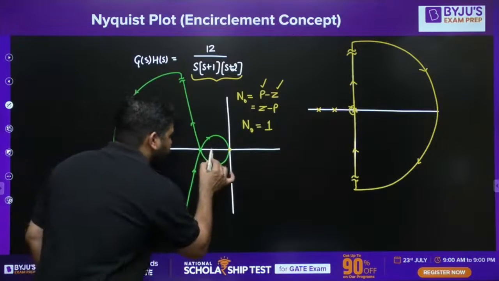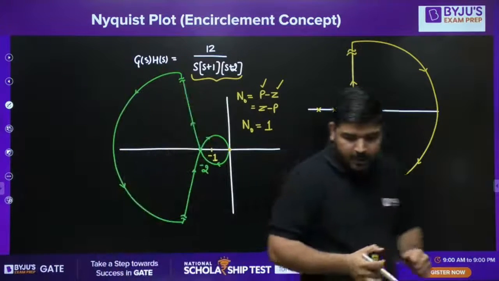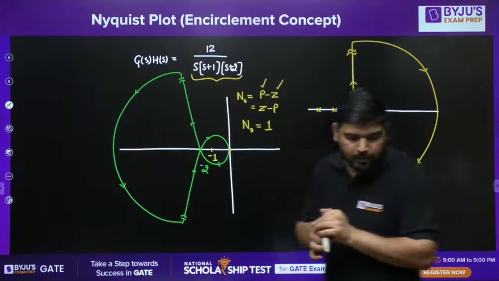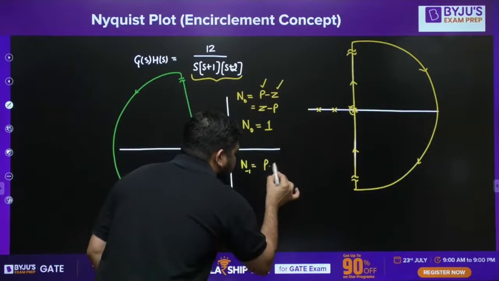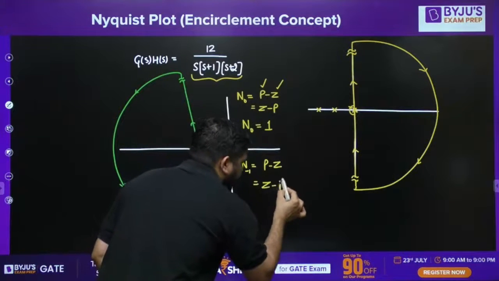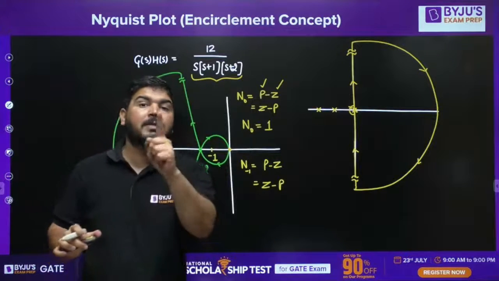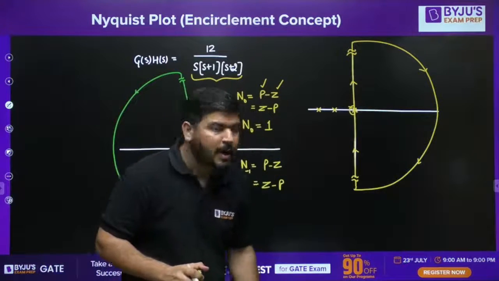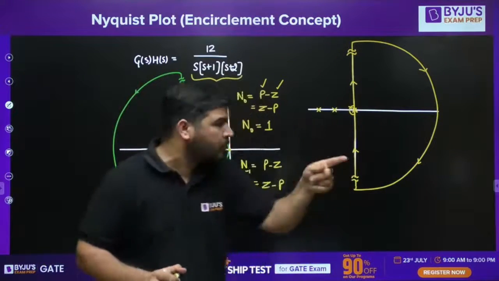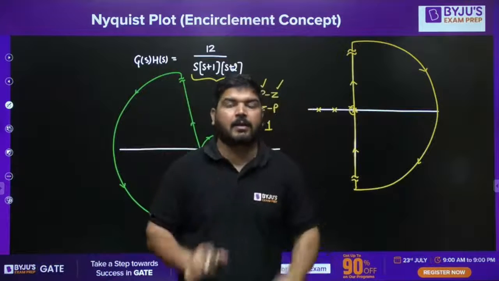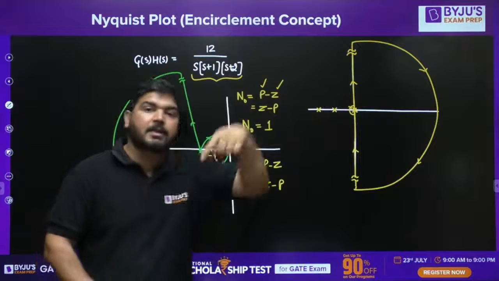Now, if you are looking at the encirclement of -1, then what you need to do? The encirclement of -1 is equal to either P minus Z or Z minus P. Now here the P and Z are the poles and zeros of 1 plus G(s)H(s) inside this S-plane contour. Inside S-plane contour. You have to be very clear. Okay. Here the P and Z are the poles and zeros of 1 plus G(s)H(s) inside this S-plane.